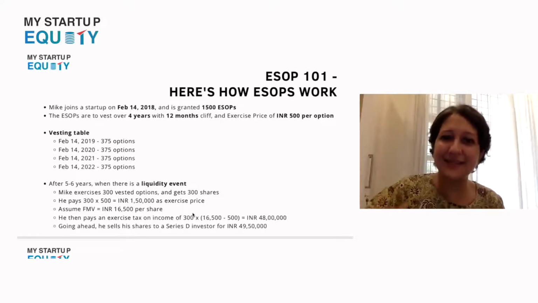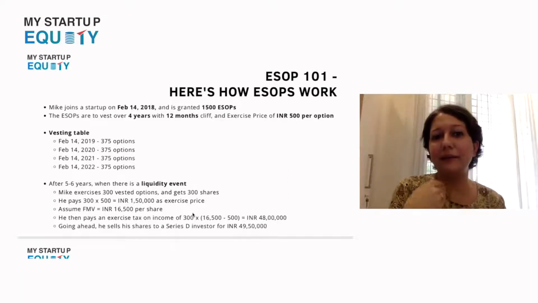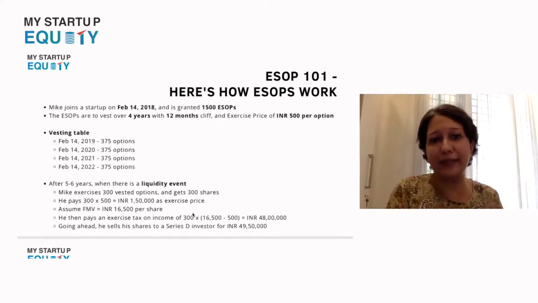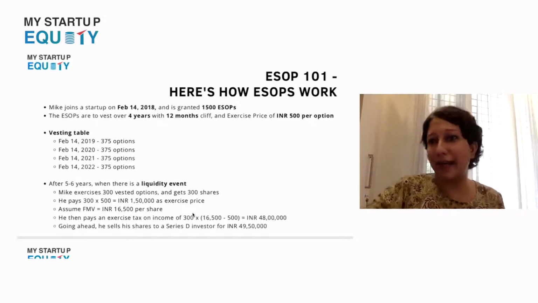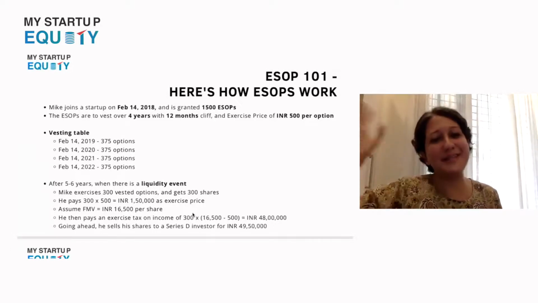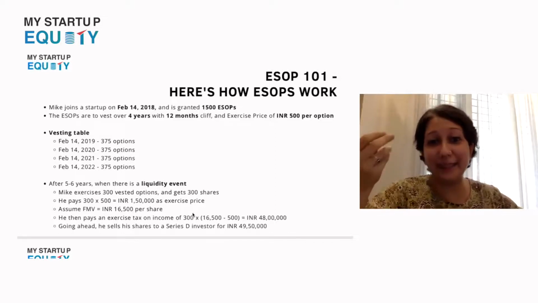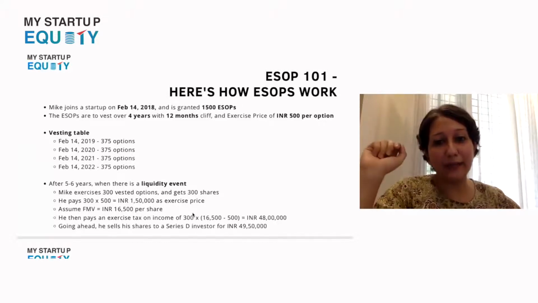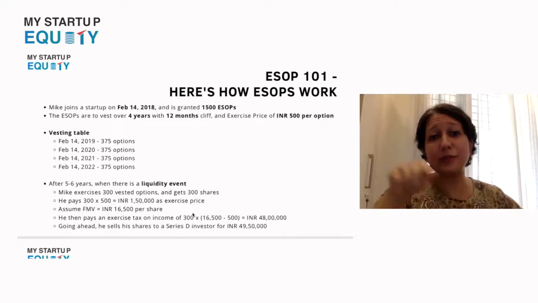Now on exercise, he actually owns equity in your company, which means that Mike will have to pay 300 into your exercise price, which was 500 rupees. That means that his exercise price cumulatively is 1,50,000. Now assume that, like I said, your company has really grown, which means the FMV per share is 16,500, correct? Which means you can see the numbers, right? He has made 48 lakhs.